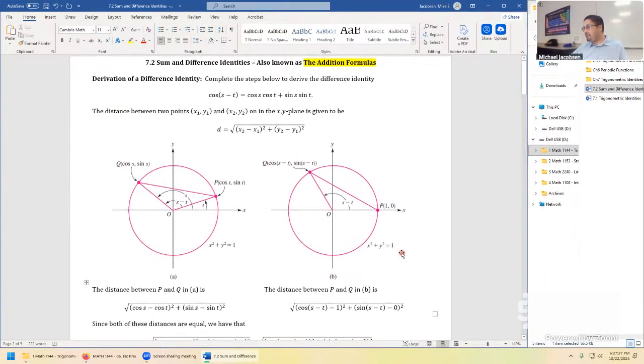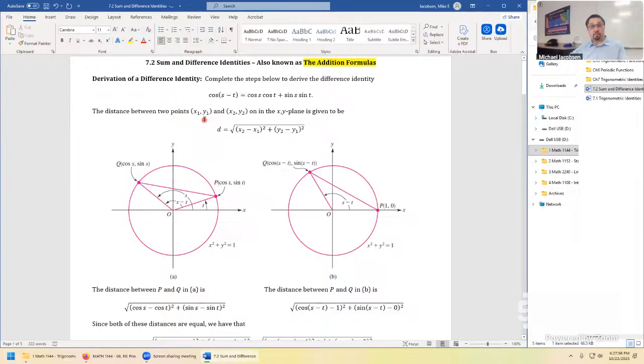So let's go back up here. This is kind of a rough page to look into when you just open up these notes. So look into it in stages. We're going to do the derivation for this difference identity: cosine of s minus t equals cosine s cosine t plus sine s sine t. The major idea with the derivation is it's all about the distance formula. So this is a nice call out to the distance formula for algebra way back in the day.